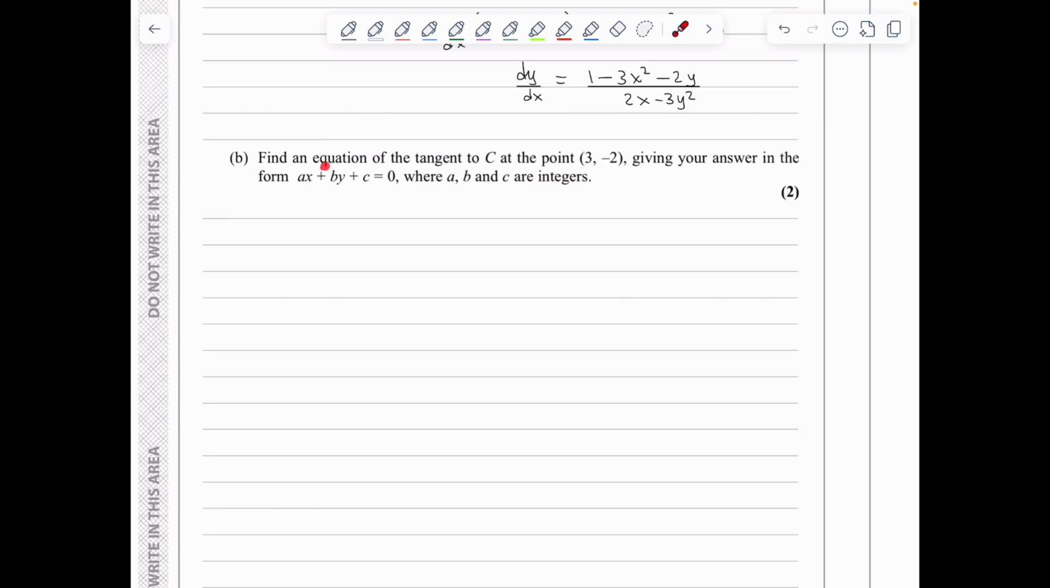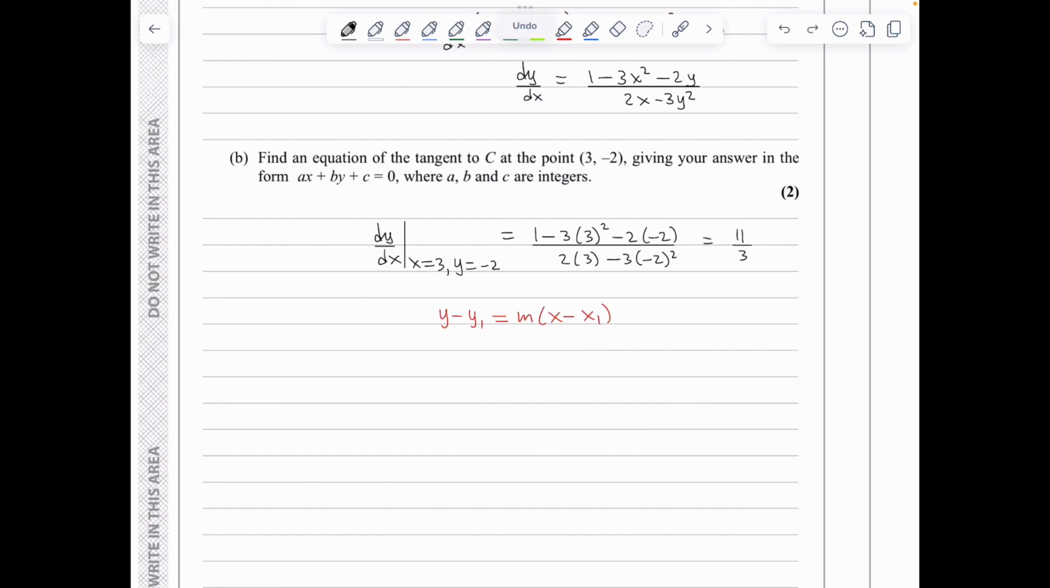In part B, we're asked to find an equation of the tangent at the point (3, -2), giving our answer in the form ax + by + c = 0, with a, b, c being integers to be found. So I will start by evaluating the expression we just obtained for dy/dx at the point where x is 3 and y is negative 2. This is equal to (1 - 3 times 3 squared - 2 times negative 2), all divided by (2 times 3 - 3 times negative 2 squared), which gives an answer of 11/3.